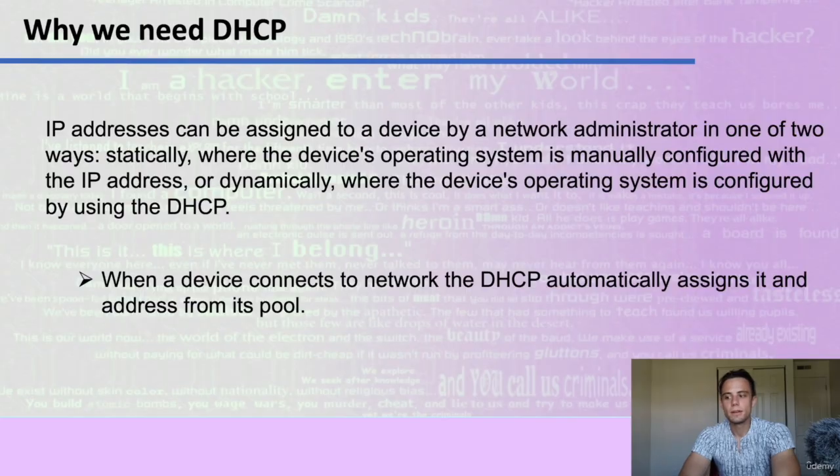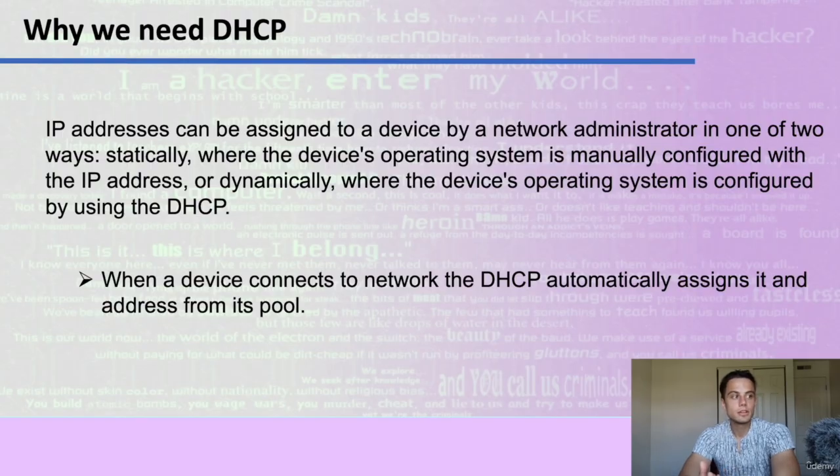DHCP. Hello everyone, an IP address can basically be assigned to a device or network in two ways. The first way is to manually configure an IP address, which is the static way of doing it, and the second way is to do it dynamically, where the device operating system is automatically configuring an IP address, and the tool that is basically doing this is called the DHCP.